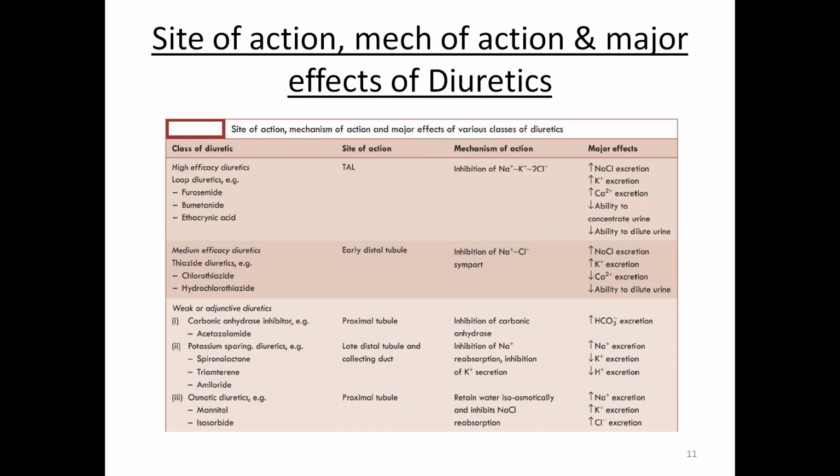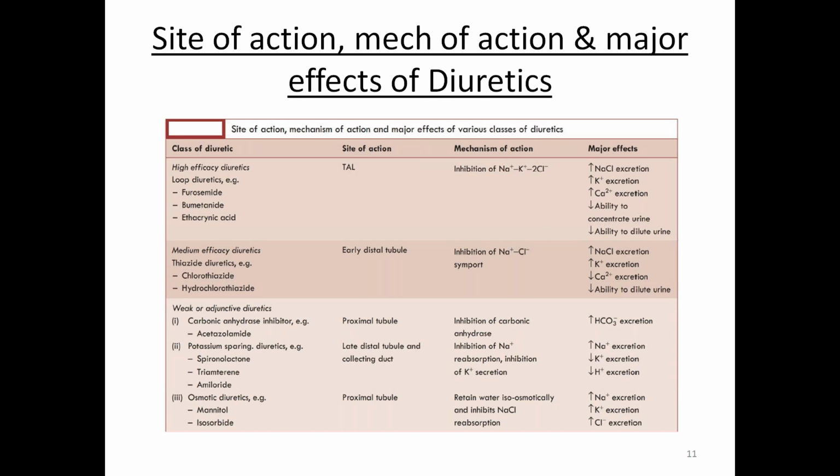Then your medium efficacy, and please do remember at least one or two names of each kind. Like furosemide is fairly common, ethacrinic acid, these are fairly common names. For medium efficacy diuretics, they act in the early DCT. As I said, they inhibit the sodium chloride symporter and lead to increased sodium chloride excretion, increased potassium excretion, decreased calcium excretion, and decreased ability to dilute urine.